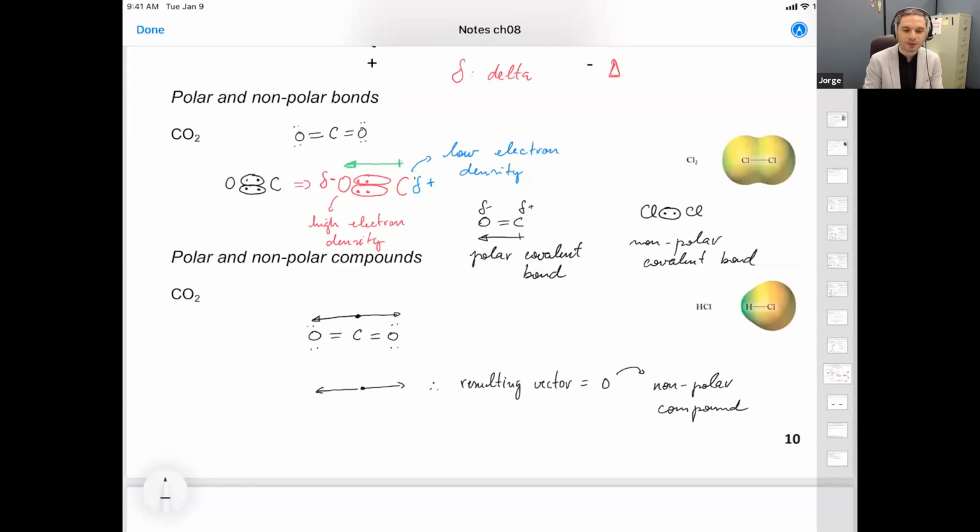I just want to introduce this concept. We are going to tackle it again in the next chapter, and that's going to be a more refined approach. For now, we just need to know when a covalent bond is polar or non-polar. And if you are talking about the whole compound, we have to consider all the vectors that are contributing to the polar covalent bonds.